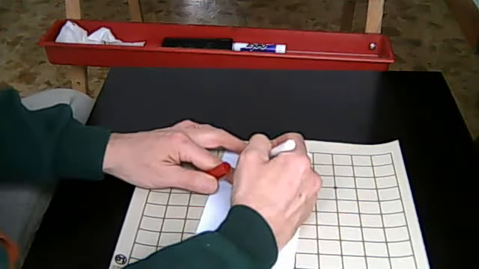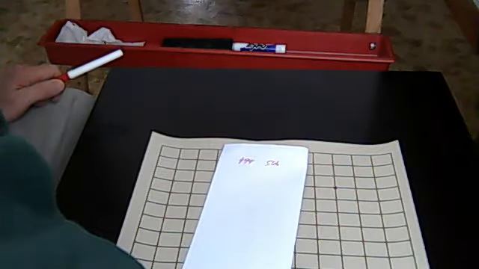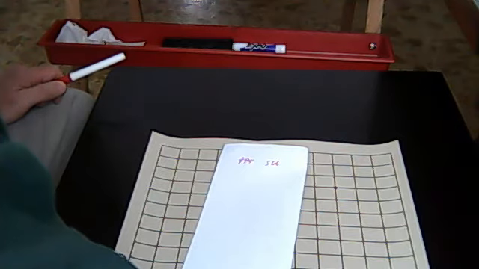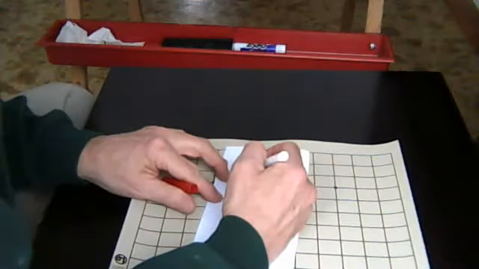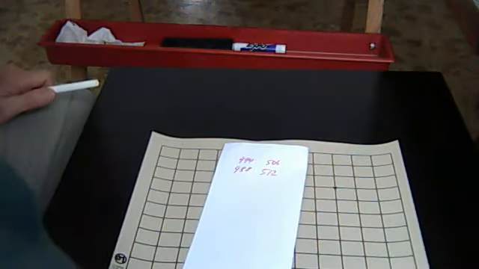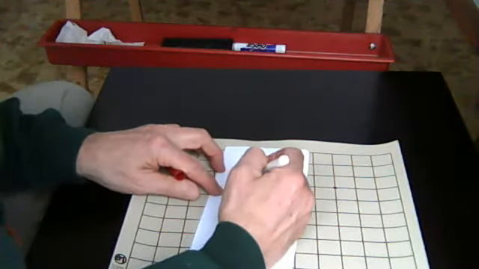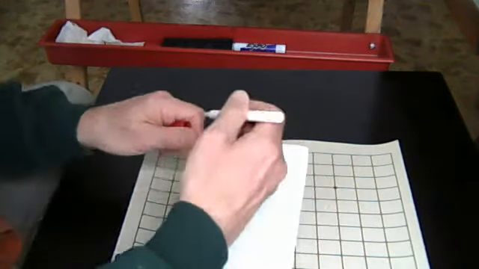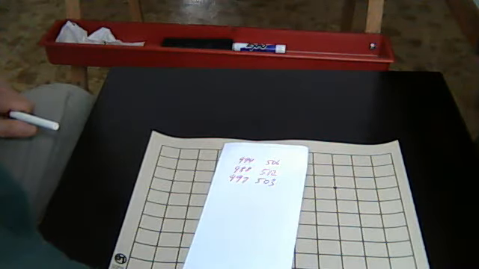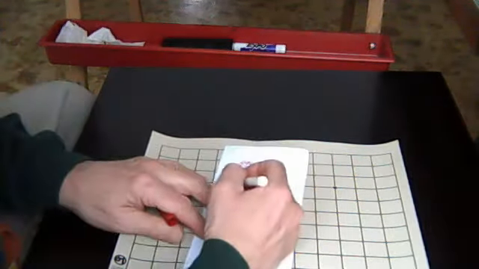494, 506. Okay. Second time through, 488, 512. Third time through, 497, 503. Fourth time through, I got 500, 500.